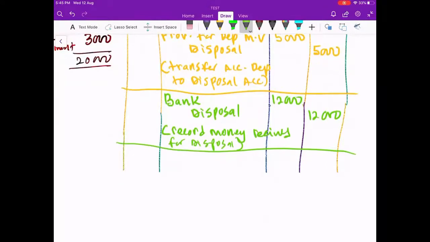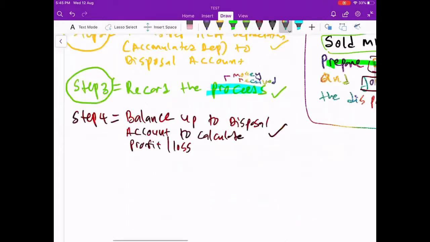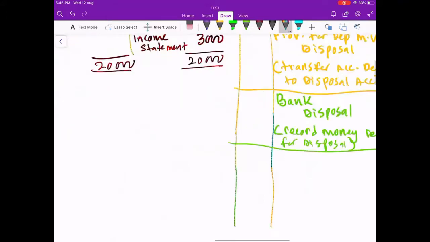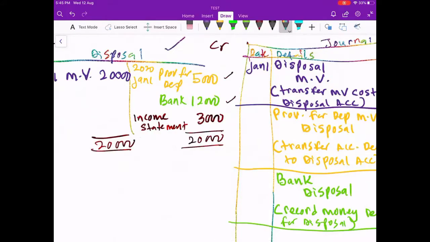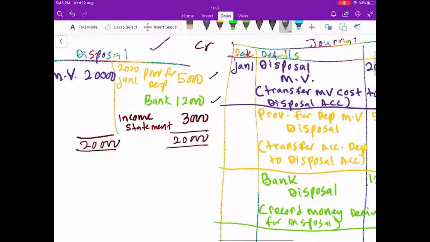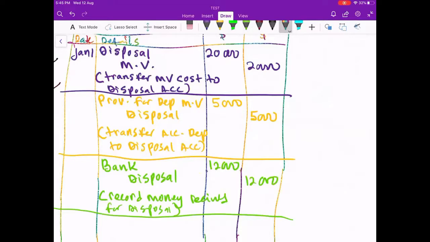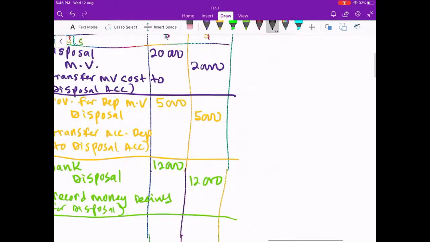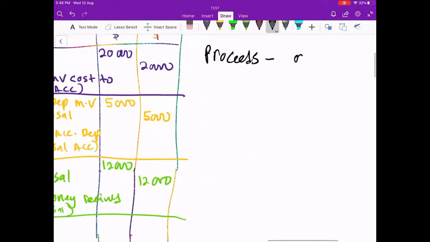And then the last step, step number 4, is what? Balance up to calculate the profit and loss. Okay, now if you already prepared the ledger account, then you know how much the profit or loss is. But now, don't look at this. Based on the journal, you need to calculate whether it's a loss or profit. What is the formula to calculate loss or profit? Anybody know? You don't know. Okay. The formula is proceeds minus book value.